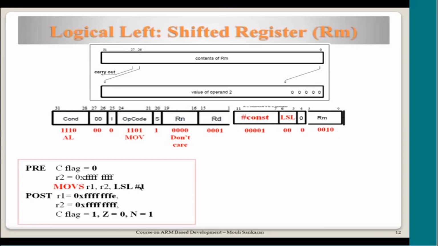So you may wonder, if I give by mistake #0xFF, a big number, the assembler will give a warning that for this instruction you are allowed to give only between 0 and 31. So based on that, the assembler will make sure that these kinds of wrong instructions don't even come into the program. Because if it cannot generate the code for your instruction, then it will give a warning. So this is the way the instruction is coded.